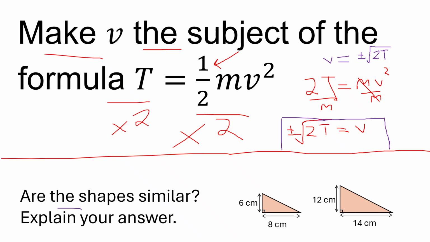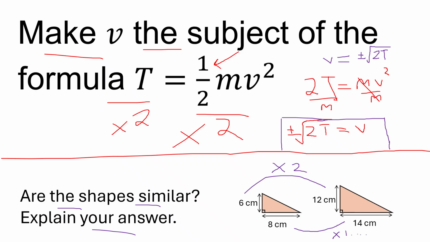Next question: are these shapes similar? Explain your answer. So looking at similar shapes; the first part was rearranging a formula or equation. To go from 6 to 12, we times by 2. To go from 8 to 14, we actually don't times by 2, because if we times by 2, then it would actually be 16 there. So we times by 1 point something.